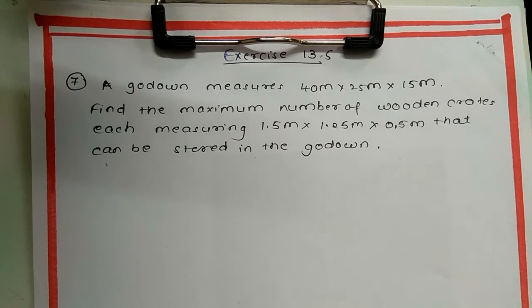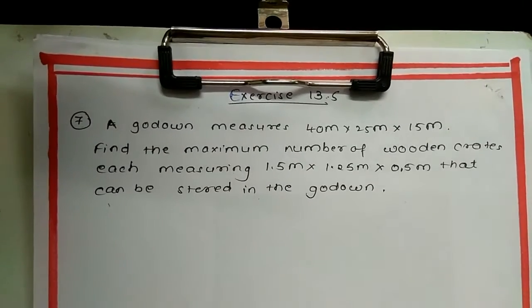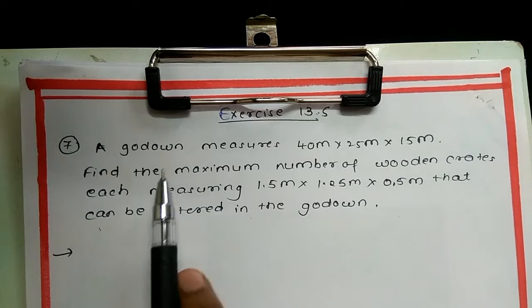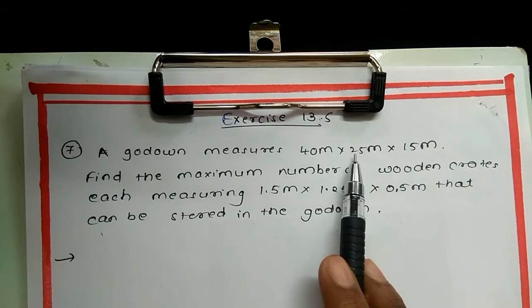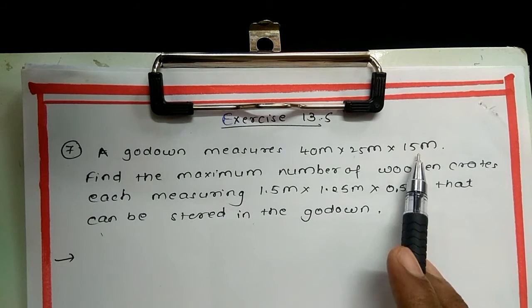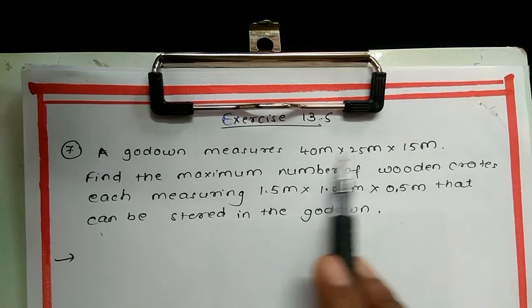Hello students, today I am going to explain question number 7 from exercise 13.5. The question is: a godown measures 40 meter, 25 meter into 50 meter. So three measurements are given.